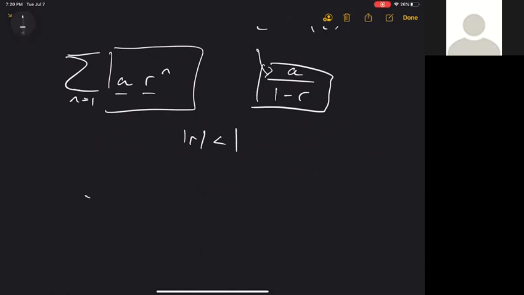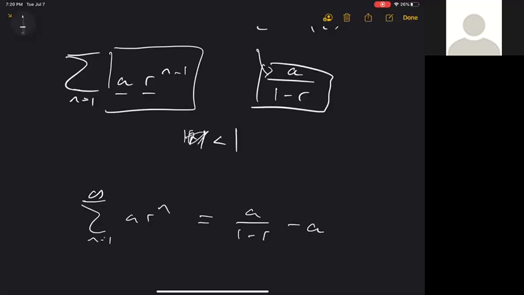Let's see. Yeah, you subtract A from it. So if you have A times R to the n starting at 1, the formula for the sum becomes A over 1 minus R, minus A, I believe. So different formulas, right, depending on the form of the series you have, okay?